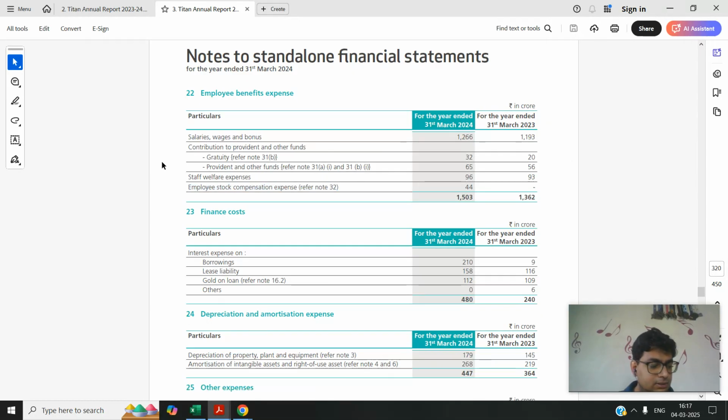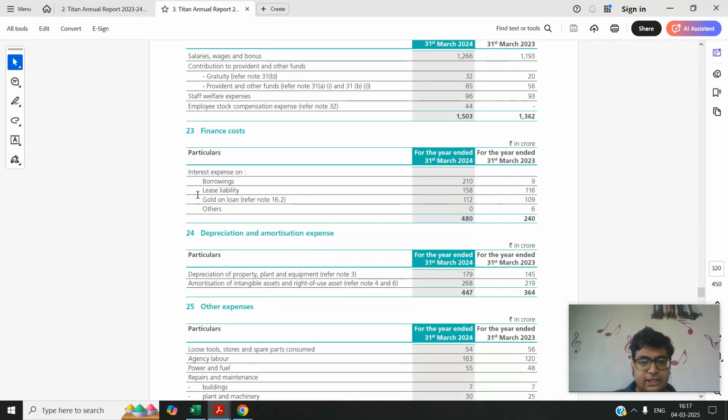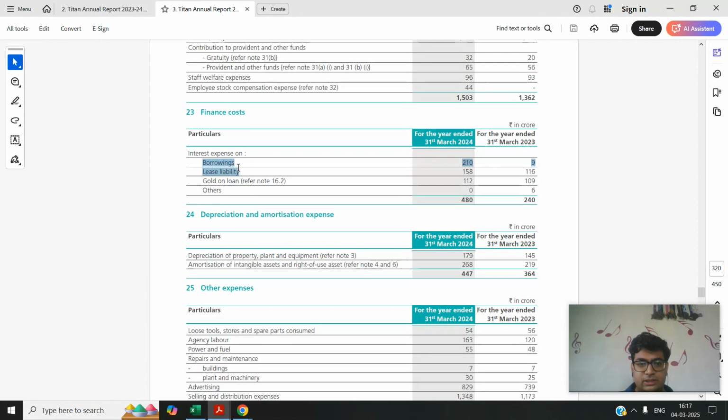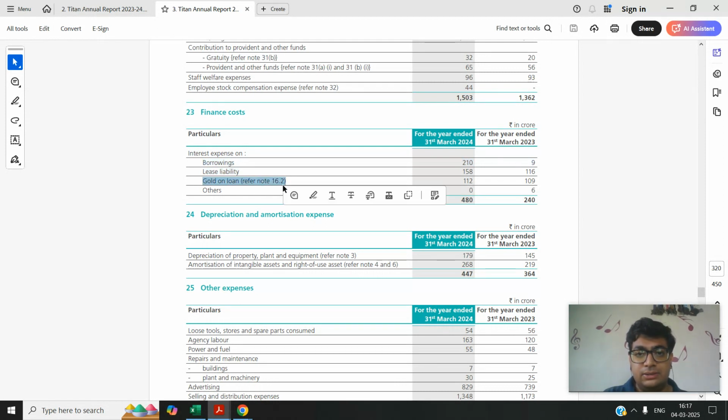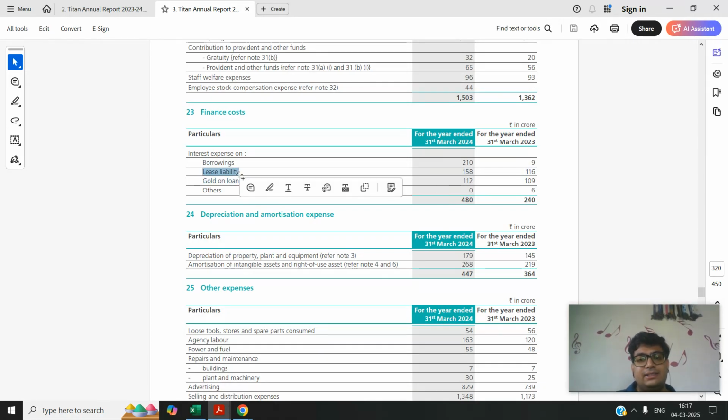So let's look at it. So we have interest expense on borrowings. Titan borrowed some funds. Gold on loan. So Titan, as you know, sells jewelry. So for that it would have purchased gold, and it would have purchased it on loan, on which it paid interest. Nothing else, others is zero, and lease liability. Titan would have taken some assets on lease. For that too it will have to pay charges. That is known as interest on lease liabilities, and that also goes here. So we have finance cost of 480 crore.